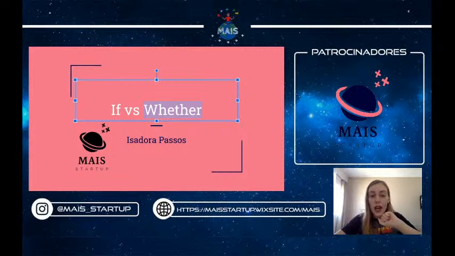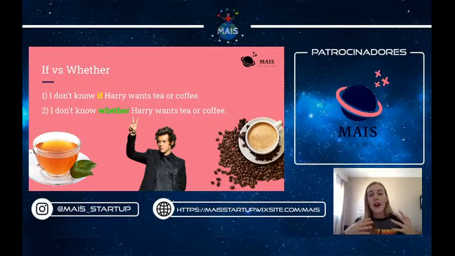So first, I wanted to show you some examples to see if you can find for yourself the difference between if and whether. First example: I don't know if Harry wants tea or coffee. Second example: I don't know whether Harry wants tea or coffee. Do you see something odd in it? I'm going to leave some seconds for you to try to think. If you want to pause the video, that's okay. Try to think what seems different.